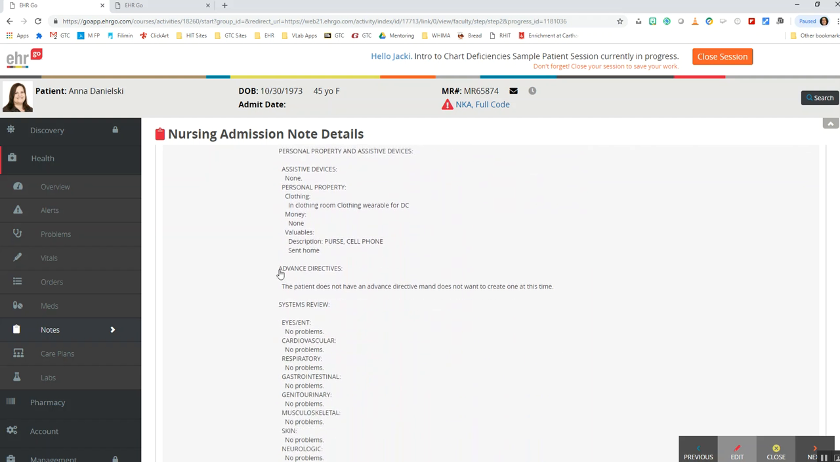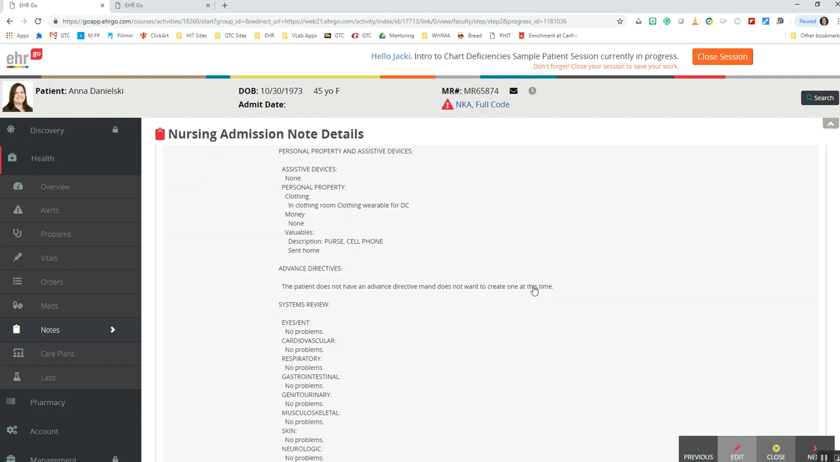And we see here under the advanced directives section, the patient does not have an advanced directive and does not want to create one at this time. So we know that we've discussed that with the patient. They don't have an advanced directive. They are a full code. So mark an X under advanced directive. We don't need to mark deficiencies, incorrect, or incompletes because these criteria were both met.